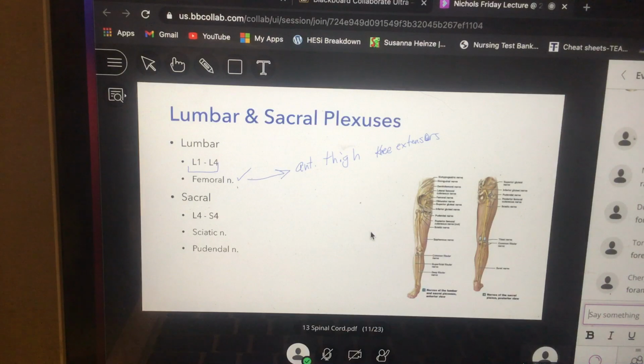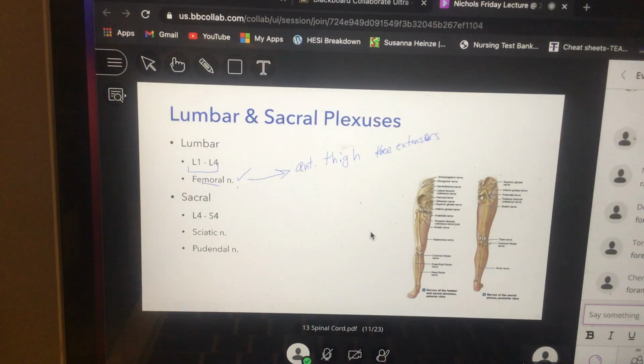So if we have a patient or a client sitting on the examination table and we ask them to kind of raise their foot up in the air, kind of like to kick their foot up in the air, and if there's weakness in being able to lift or kick the foot up in the air like that, we might suspect that there's a problem with the femoral nerve.